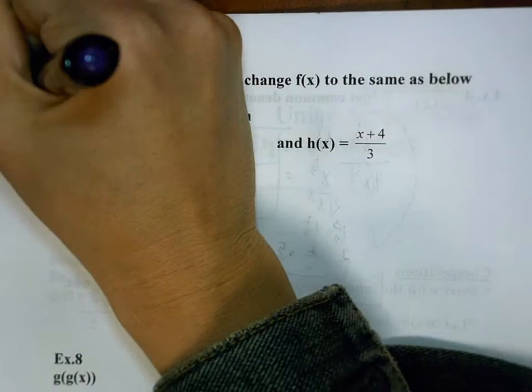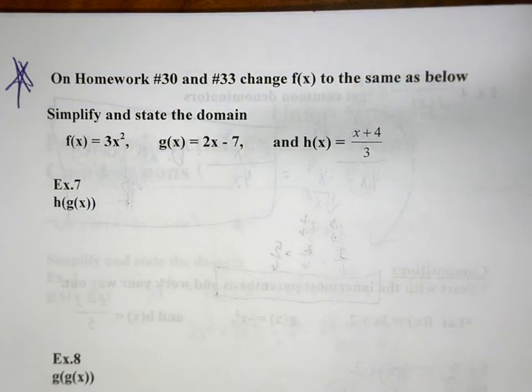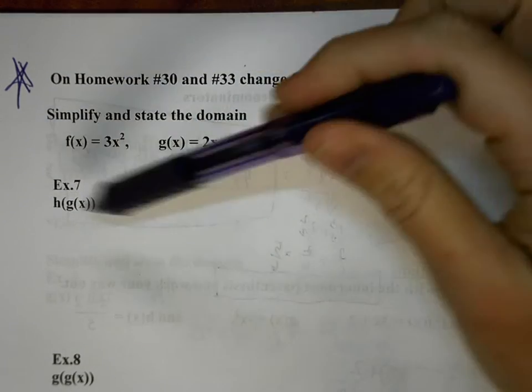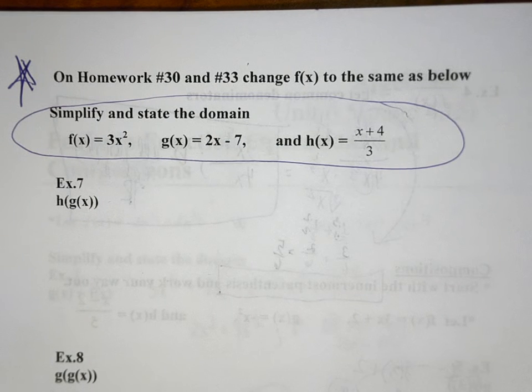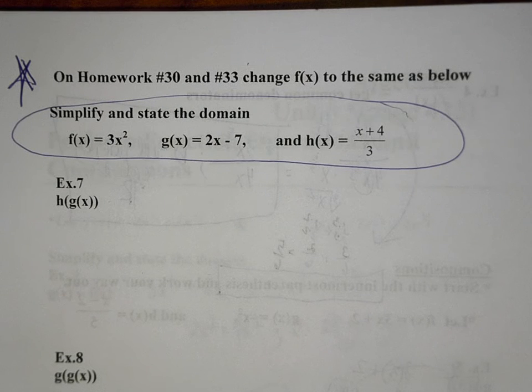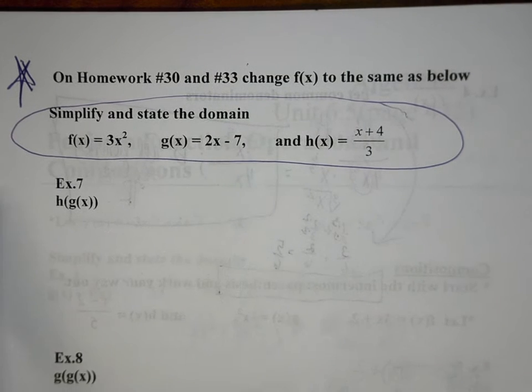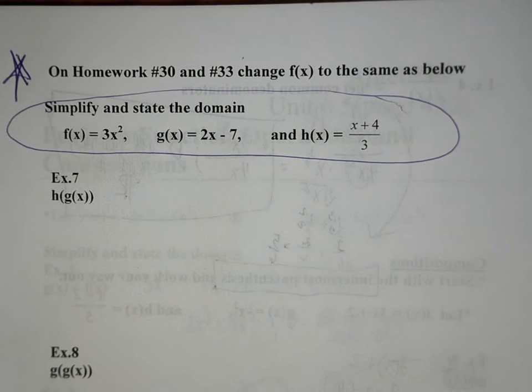Okay, notice here at the top, on your homework in your book, change numbers 30 and 33 to be these F and G and H equations. They have some other stuff in there that's really complicated and you don't need to do all that. So again, on your homework, you're going to use these F, G, and H equations on questions 30 and 33.